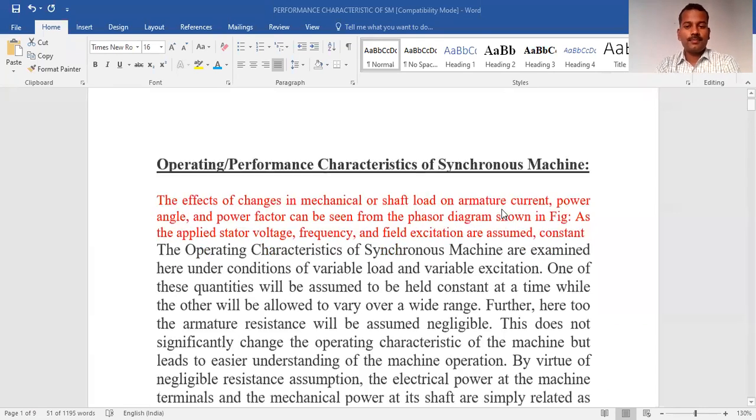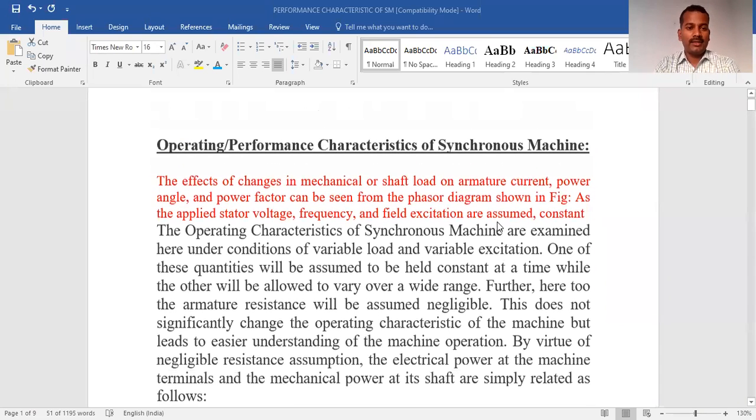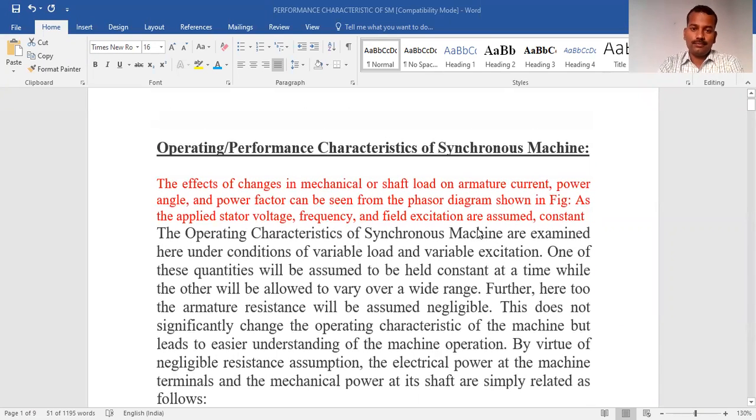Hello, my dear students. Today the topic for discussion is the operating performance characteristics of synchronous machines. Though we have studied this topic in the previous semester, it is still very important for the current semester, due to which I am going to repeat and explain this topic again. Okay.